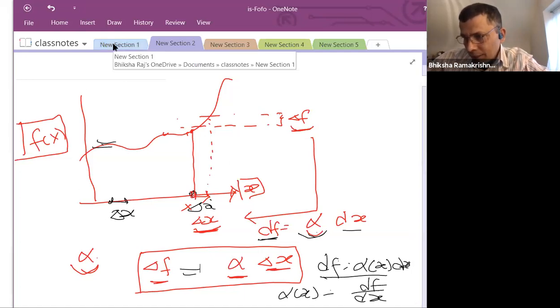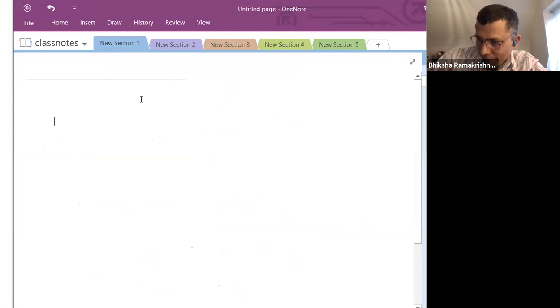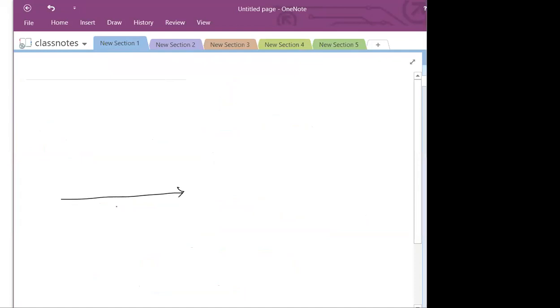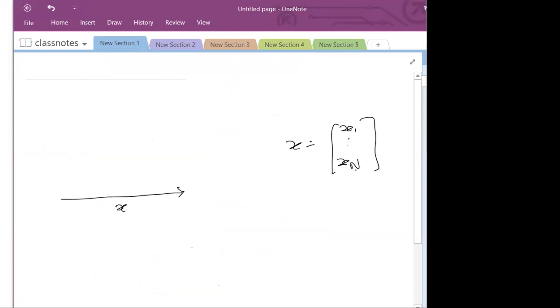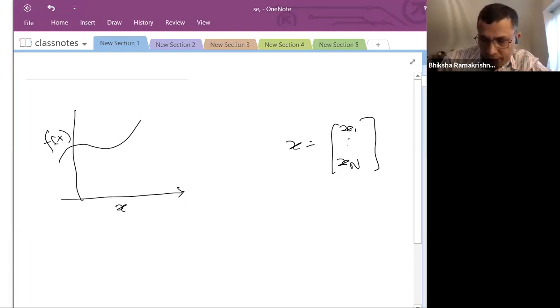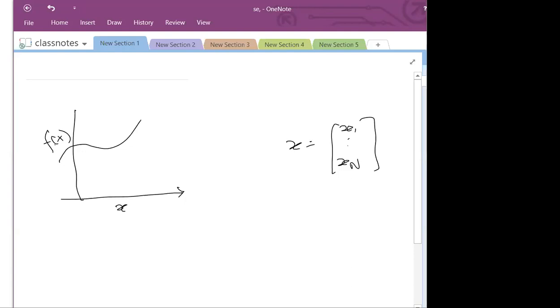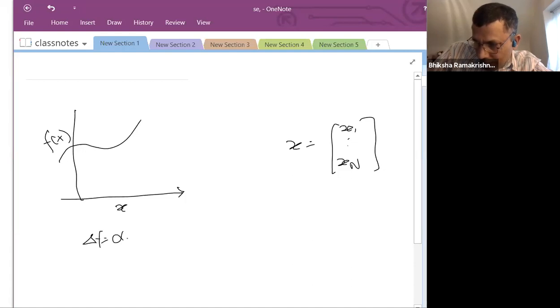Okay, let me draw this. I have x, but now in this case, x is a vector. So x is of the form x1 through xn, and f, of course, is some value, f of x. So what was our definition of a derivative? I just wrote it. Anyone? That's the change: delta f is equal to alpha times delta x. Okay, so delta f equals alpha times delta of x.